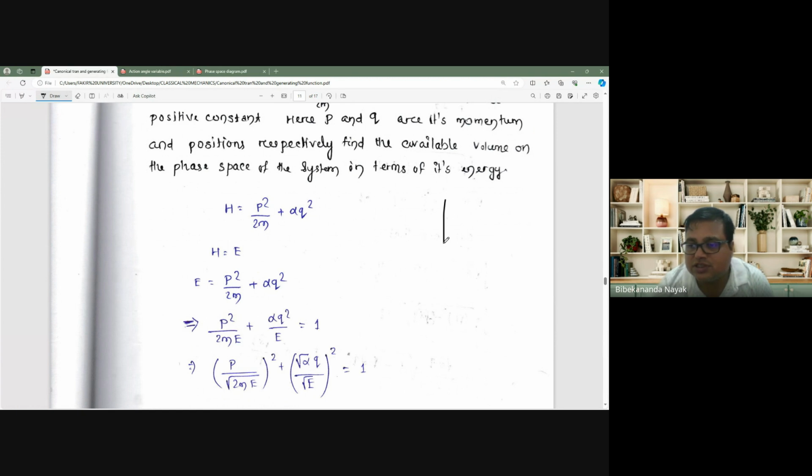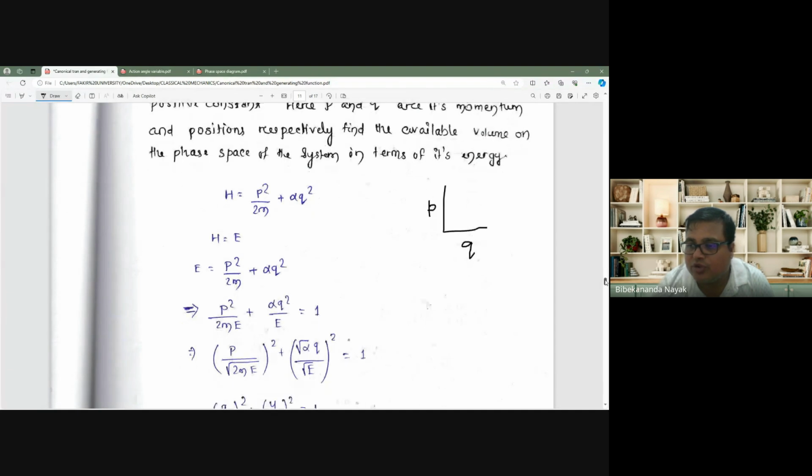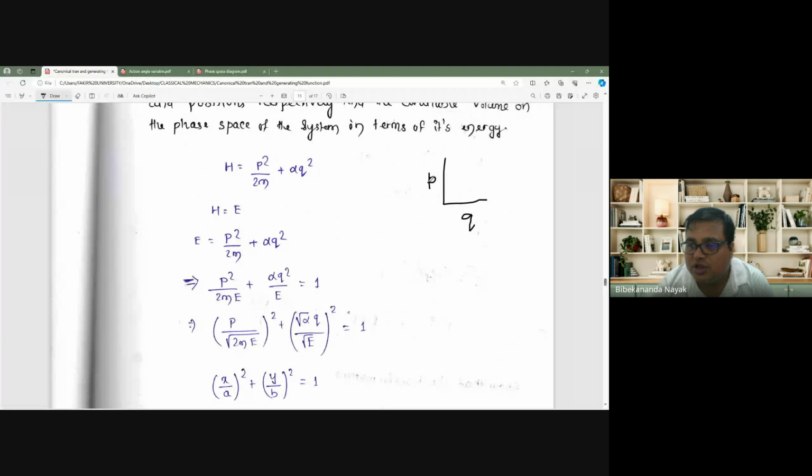Phase space means p is momentum and q is position space. When plotting, we take q as the x-axis and p as the y-axis. So what is the phase space diagram we have? If you know the exact relation between p and q, then we can draw it.